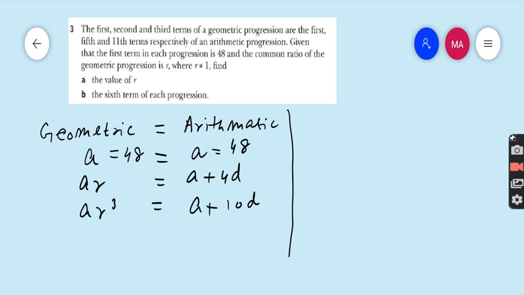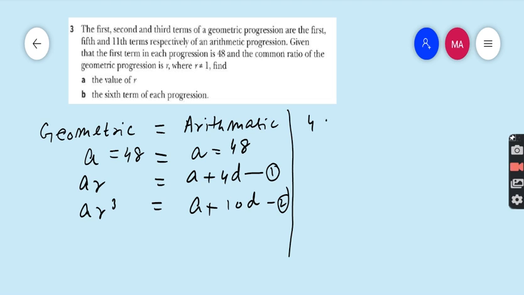Students, first we have to assign names to these equations: equation number 1 and equation number 2. Now take equation number 1.